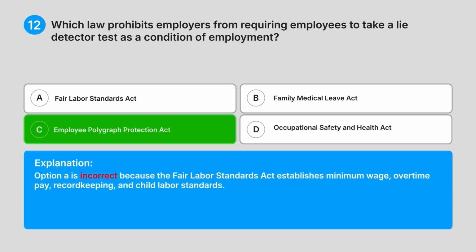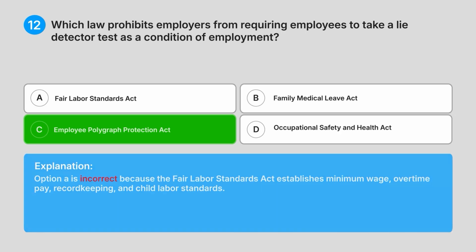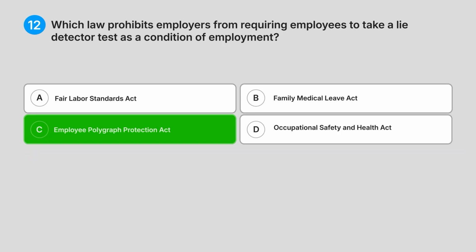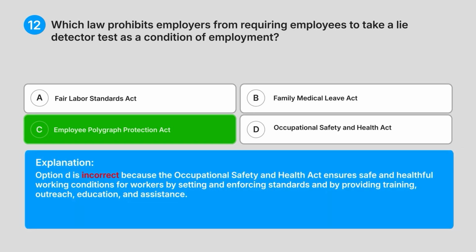Option A is incorrect because the Fair Labor Standards Act establishes minimum wage, overtime pay, record keeping and child labour standards. Option B is incorrect because the Family Medical Leave Act allows employees to take unpaid leave for specified family and medical reasons. Option D is incorrect because the Occupational Safety and Health Act ensures safe and healthful working conditions for workers by setting and enforcing standards and by providing training, outreach, education, and assistance.